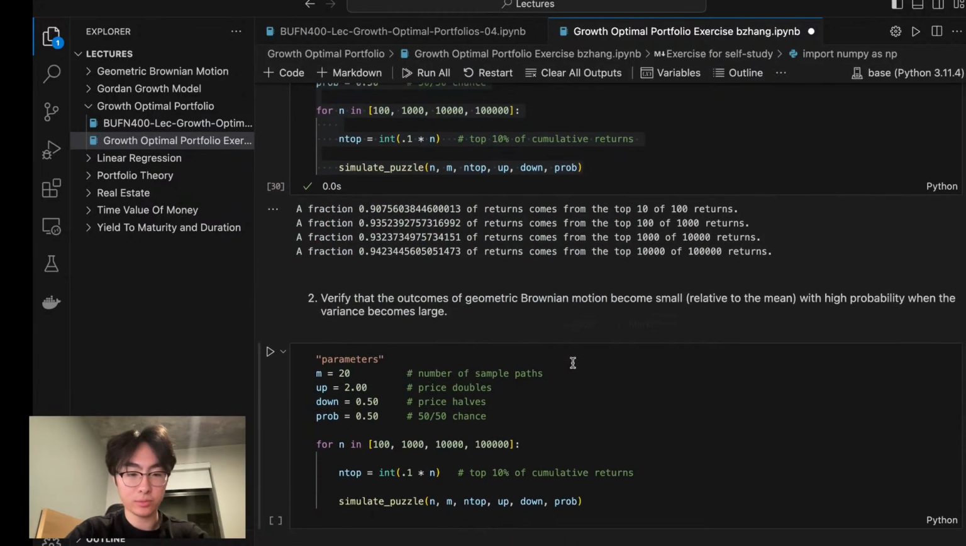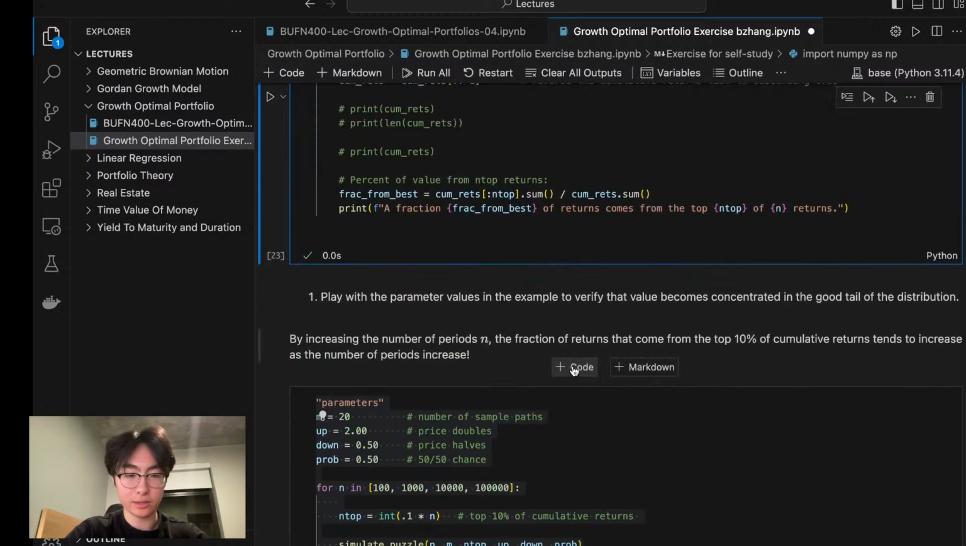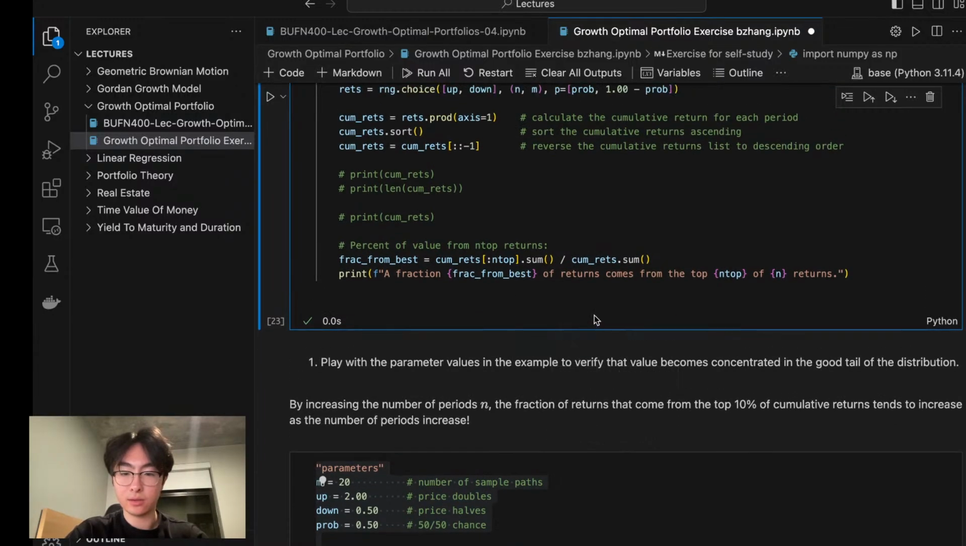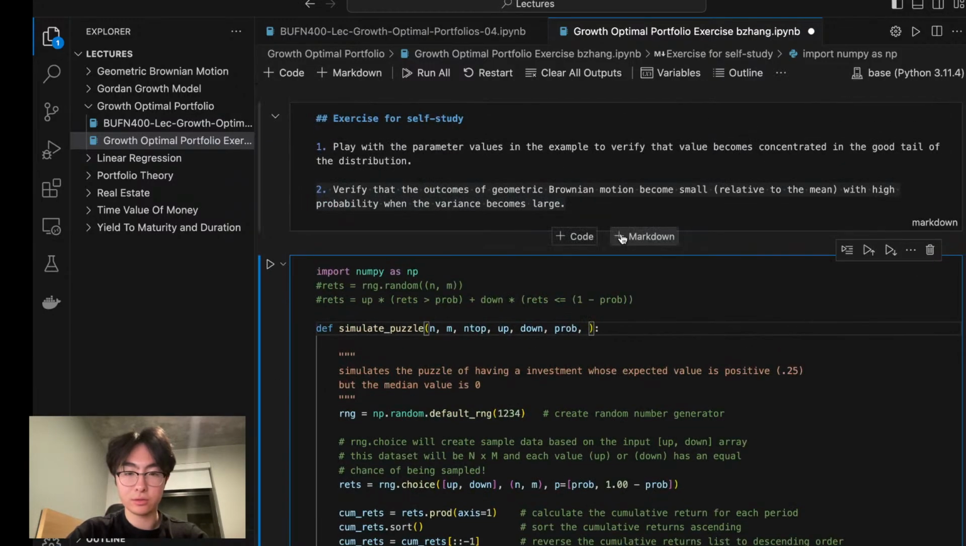Right, so the first one, we'll just create a flag again like last time. Increase the number of periods and so call it show flag.